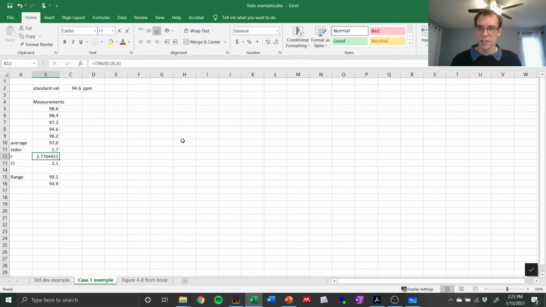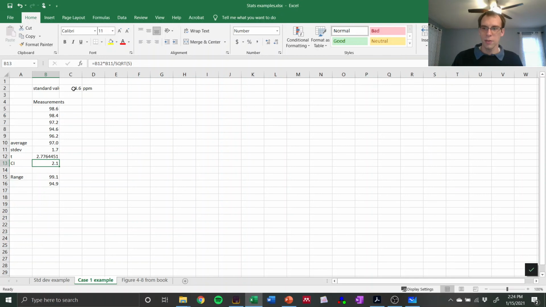Then we can find t. We have 5 different measurements, and so our degrees of freedom is 4. This formula up here is a different way to find t besides using the table directly. This equals TINV of 0.05, you write 1 minus the confidence level that you want, so it's a 95% confidence interval, and the degrees of freedom here. So that gives us the value of t. And then this is the formula for the confidence interval. So we have B12, which is the t value, times B11, which is the standard deviation, divided by the square root of the number of measurements, which is 5. So overall, we get a confidence interval of 2.1 for a 95% confidence interval.